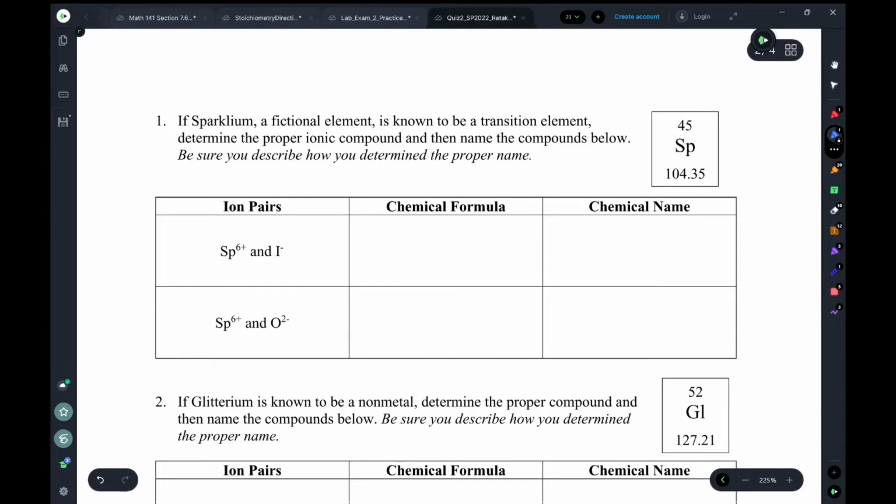For question number one, if sparklium, a fictional element, is known to be a transitional element, determine the proper ionic compound and then name the compounds below. The first two compounds we are given are sparklium and iodine. In order to combine both of these and find the chemical formula, we must neutralize their charges. Sparklium's charge is a +6, while the iodine has just a single negative charge.